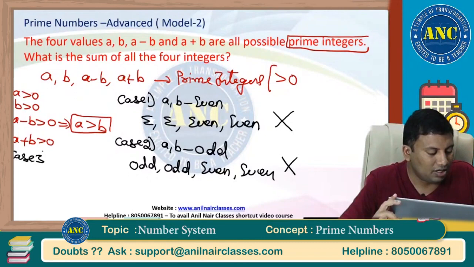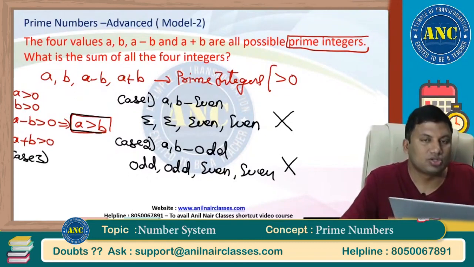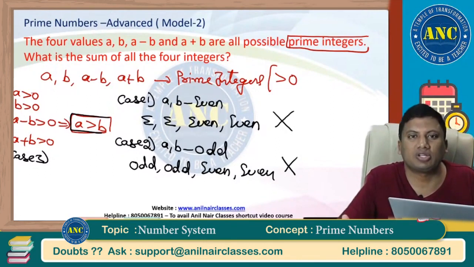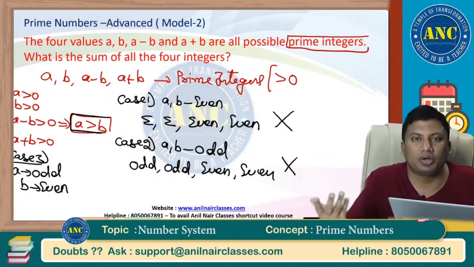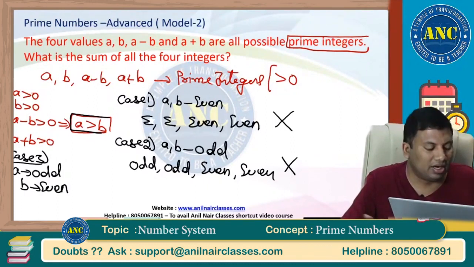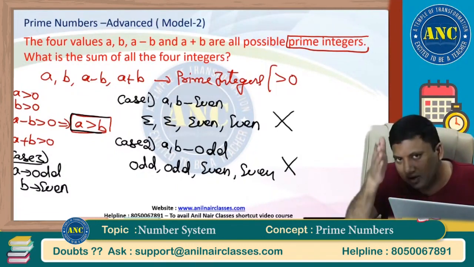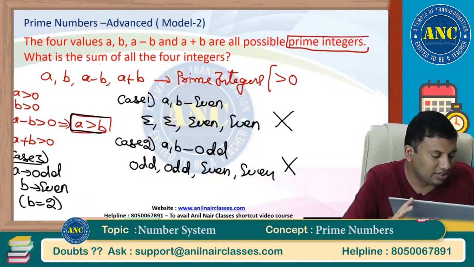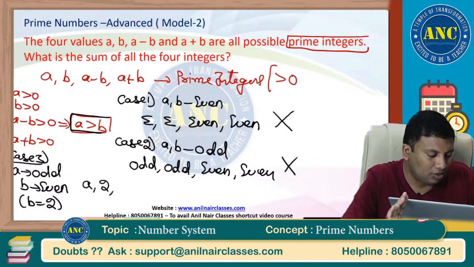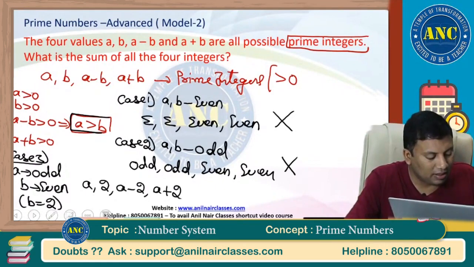Case number 3. A is greater than B, so you cannot take A even and B odd, because the lowest prime number is 2. So A is odd and B is even, because any prime number greater than 2 is an odd number. You cannot take A even, B odd, because there is no even prime number greater than an odd prime. After 2, only odd numbers occur in the set of prime numbers. A is odd, B is even. The only case is B is 2. So A, 2, A minus 2, and A plus 2.